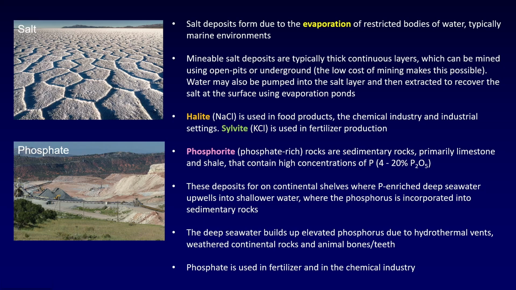And the primary use for phosphate is in fertilizer, because obviously plants need quite a lot of phosphorus in order to grow successfully.